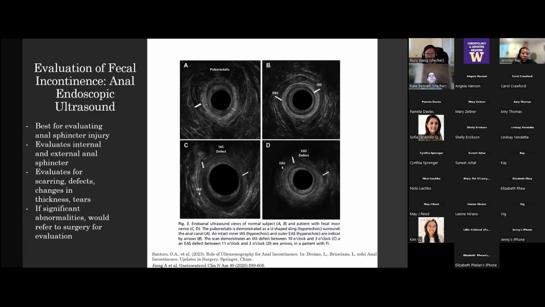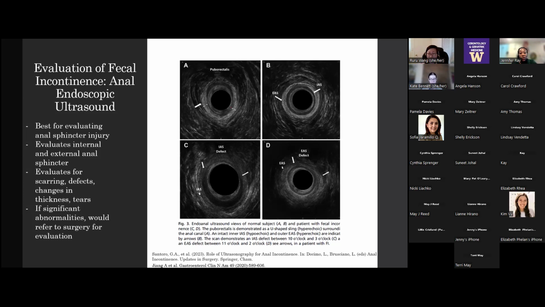The anal endoscopic ultrasound is also a great tool for looking at fecal incontinence. This is the best test for looking at anal sphincter injury. We can find defects, with the most common being the external anal sphincter. You have two sphincters, internal and external anal sphincter, and EAS defects are more common. So we can see scarring, we can look for defects, changes in thickness or tears.